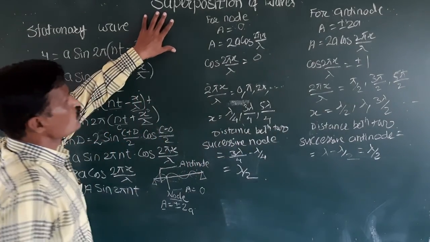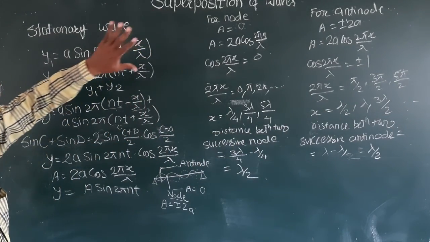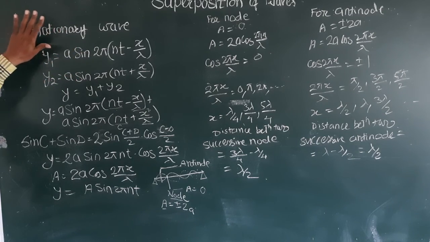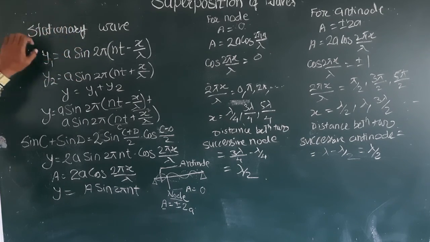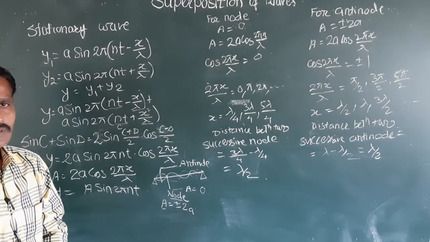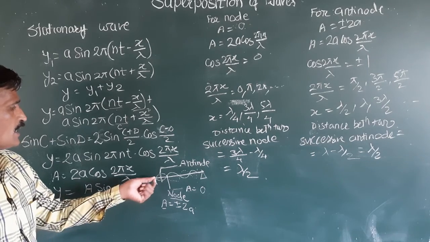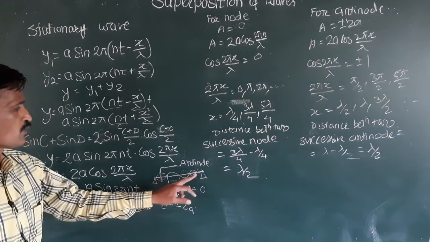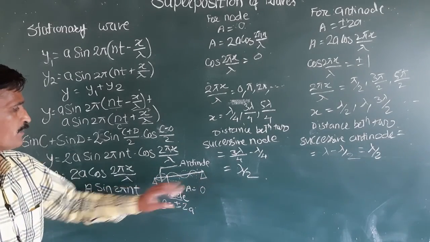Now, superposition of the waves. Today we are going to see about the stationary waves and the resultant equation of the stationary waves. Now, in this case, we are considering a long uniform wire fixed between two fixed points.